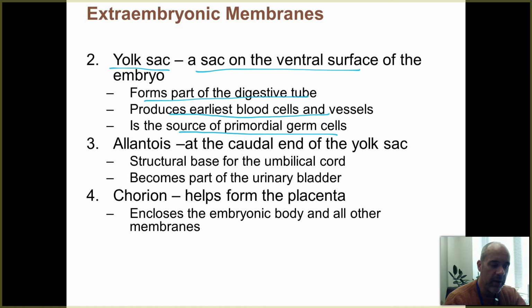Then there's another extra embryonic membrane called the allantois, and it is at the caudal or the tail end of the yolk sac. It's a fairly small structure, and it becomes the structural base eventually for the umbilical cord, and interestingly, parts of it become part of the urinary bladder.